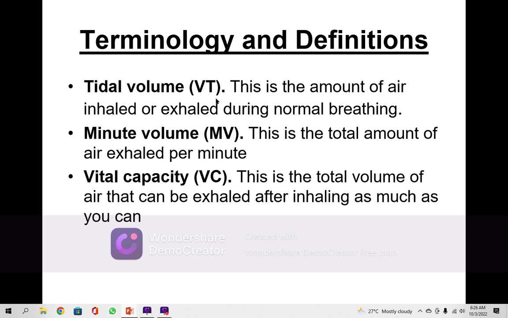Terminology: the tidal volume is the amount of air inhaled or exhaled during normal breathing. It can be calculated with the same meter. Minute volume is the total amount of air which is exhaled per minute. Vital capacity is the total volume of air that can be exhaled after inhaling as much as you can. Inhale, exhale, not inhaled.